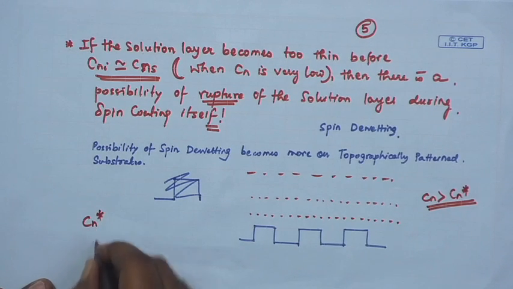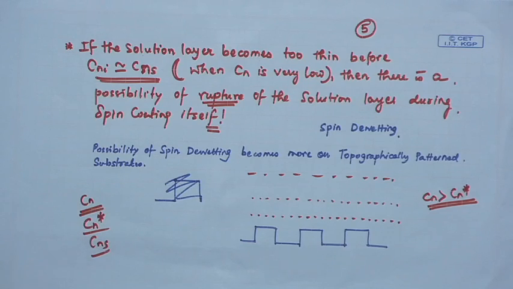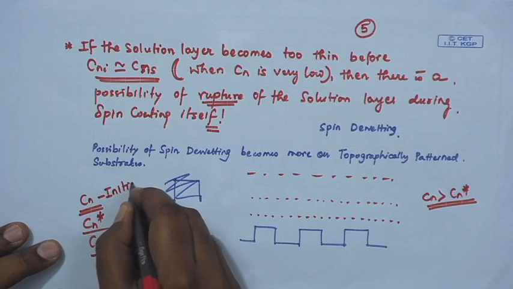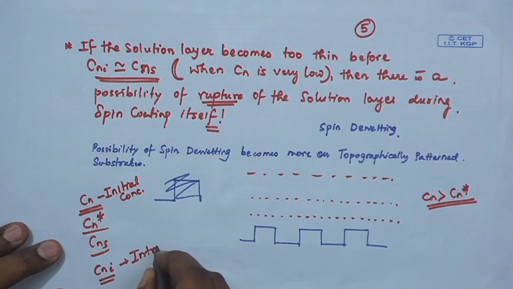the interesting thing is Cn star and Cns are two other parameters. Cns is independent of the substrate geometry, because it is a saturation concentration. It is a property that simply depends on the solute and the solvent, nothing else. However, Cn star in fact depends on the wettability, the pattern periodicity, geometry, and a whole lot of things. Then you have Cn, which is the initial concentration of the solution which you are dispensing, and you also have Cni, which is the intrinsic concentration at any instance of time.